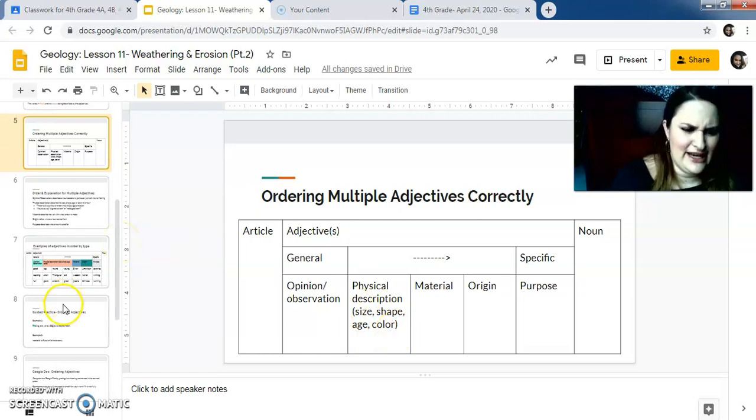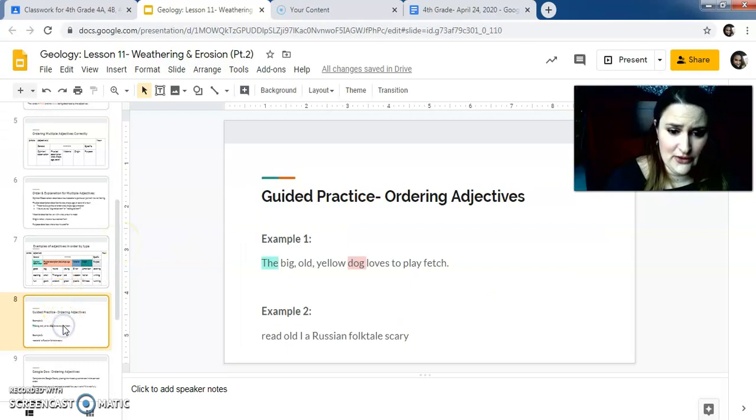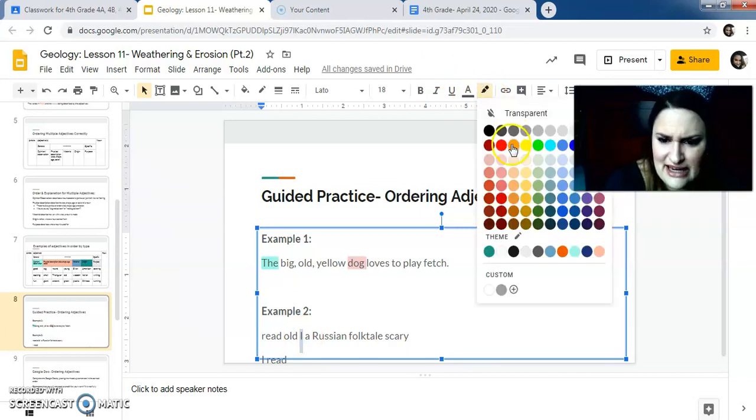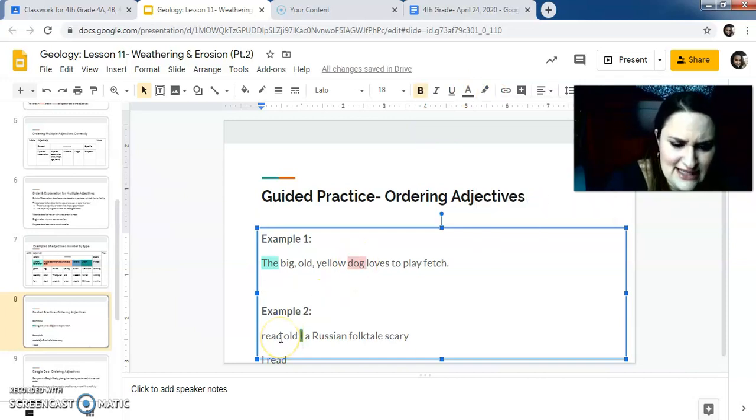If we had done it out of order, in a different way, it would have sounded kind of goofy. So let's look at this example, because it's going to sound really goofy, since this one is wrong right now. It says, "red old I Russian folktale scary." That sounds goofy. So I already know "I read" is me talking about myself, so I'm going to highlight it. I'm not going to highlight it in orange, I'm going to highlight it in green, because that's just like the rest of the sentence. I read.